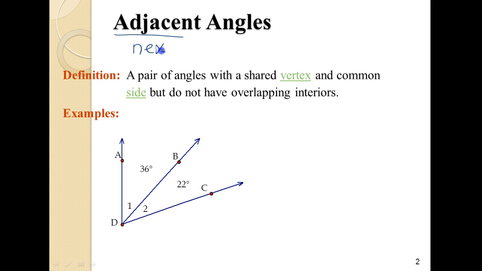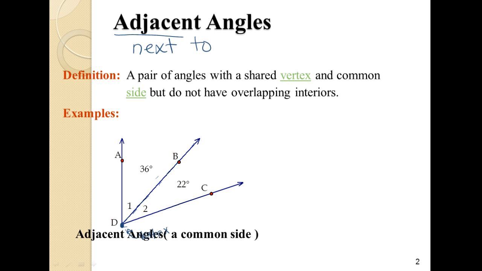So all you have to remember, adjacent angles are next to one another, just like we can see right here. You can see they have a shared vertex. This right here is called a vertex, and a common side. And this one right here, the middle ray, will be the common side, and those two will be adjacent angles because they are right next to each other.